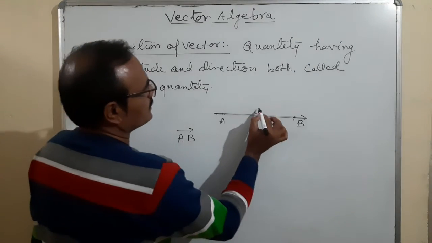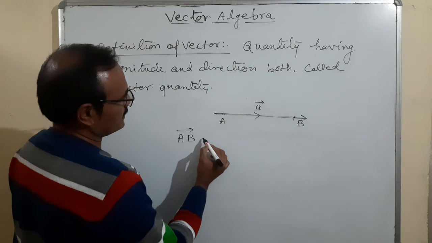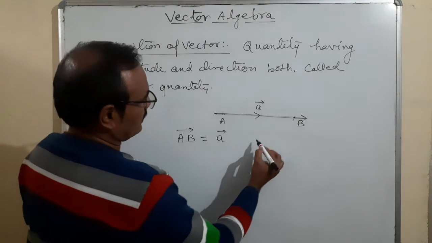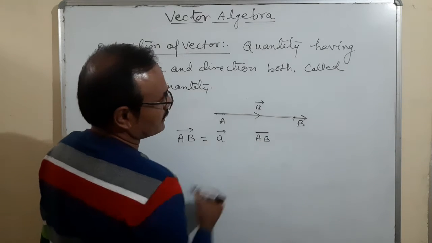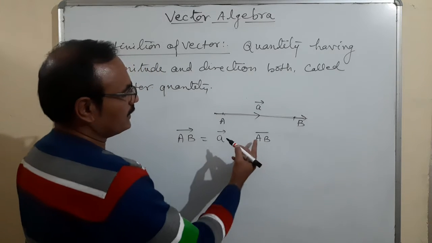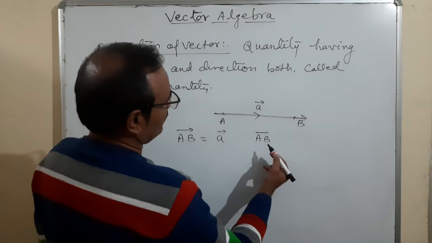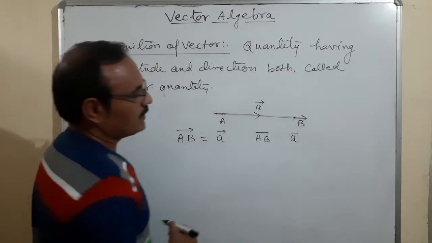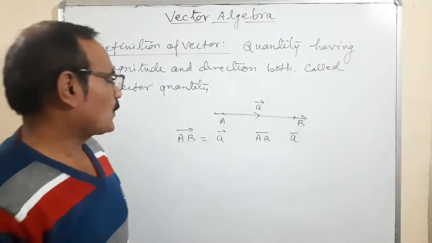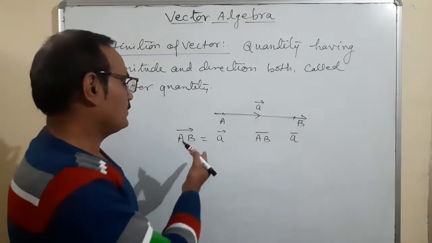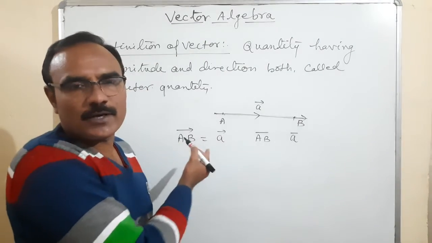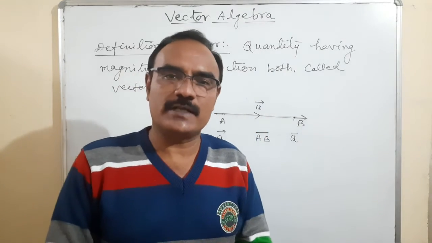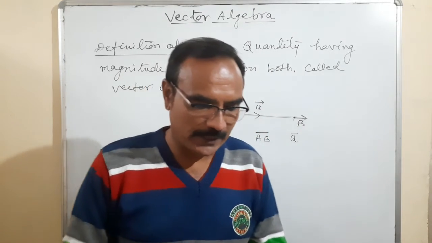If this is symbolically, we'll write like this. The same meaning is vector A. Or we can use AB only. This is also a vector, initial, terminal point. So that is also a vector quantity. So vector quantity can be represented like this: AB starting from A to B, initial point, terminal point. It's okay, right? So this is the definition. This is the way of the representation, how to represent this quantity vector.